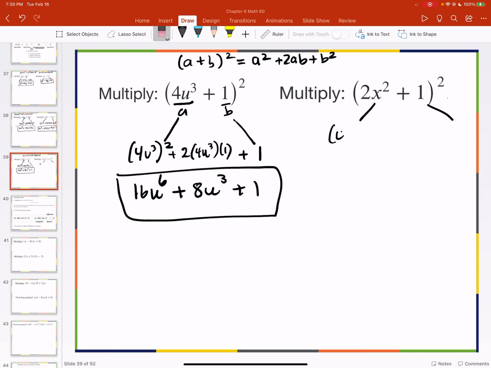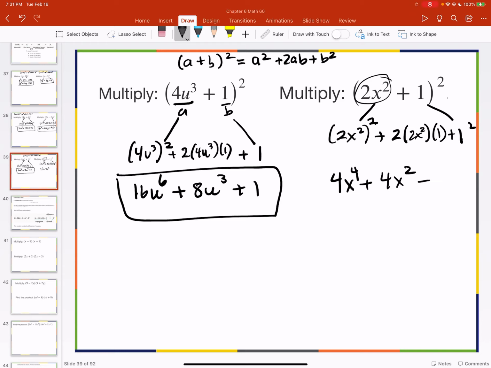2x, sorry, I jumped ahead of myself. 2x squared, okay? And then 1 squared at the end, and then plus 2 times the first one, 2x squared, times the second one, 1. Now, it doesn't matter if it's cubed or squared or whatever this is, you square it. So then that's 4x to the power 4 plus 4x squared plus 1.